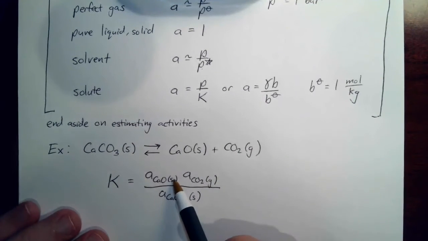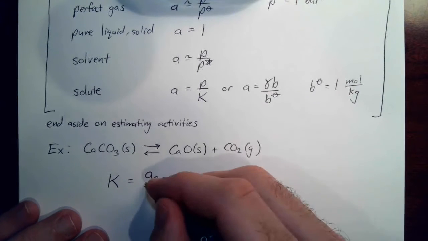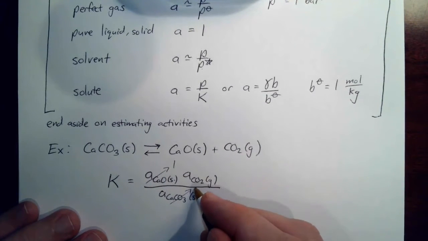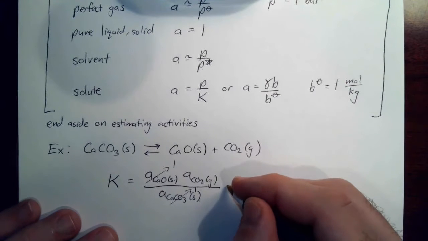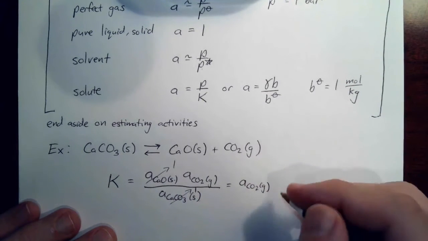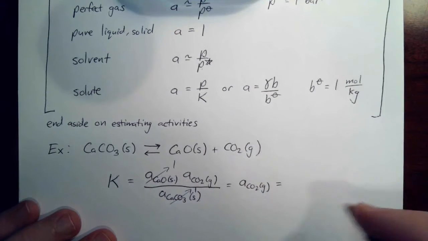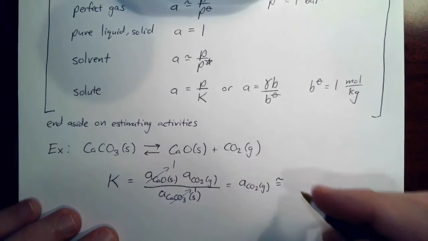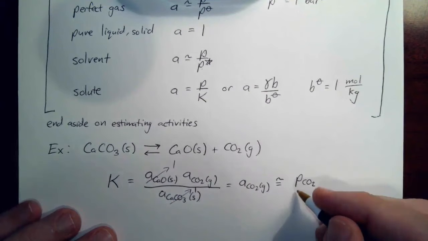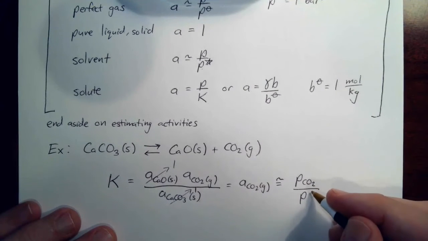And since this is a solid and this is a solid, we can set these equal to 1. And I'm left with just the activity of CO2 gas. If we're treating that as a perfect gas, we can estimate that as the partial pressure of CO2 divided by 1 bar.